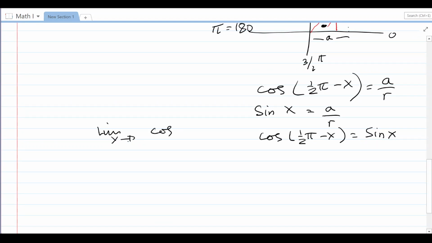So we can modify our problem into the limit of cos of half pi minus x over x equals the limit of sine x over x as x approaching 0. Therefore, the answer for this is also 1.